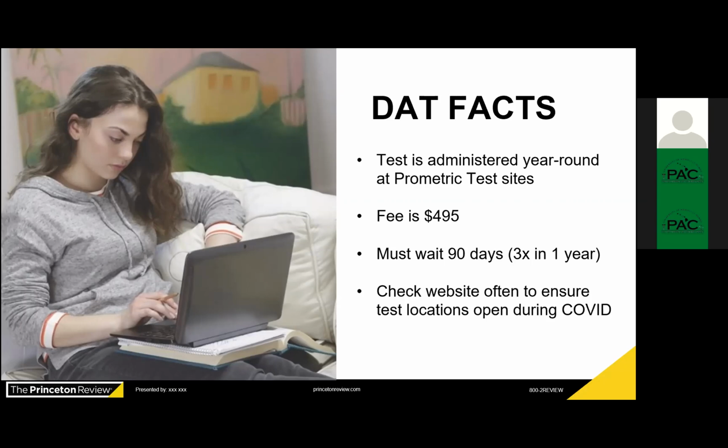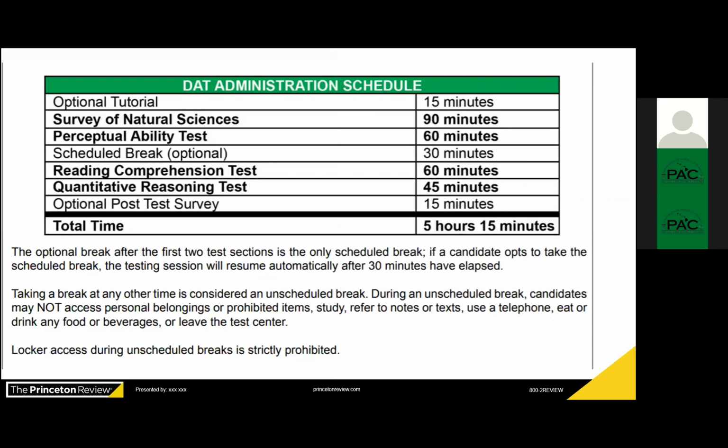The most you can take the DAT is 3 times in a year. You have to wait 90 days in between each test, but hopefully you only need to take it once. And definitely, as I said, things change and get updated, especially these days because of the pandemic. So definitely make sure to check the website, ada.org, for the most up-to-date COVID precautions and testing locations and things like that. So this is a schedule of the official DAT test day. All in all, it's about a 5-hour and 15-minute long exam.